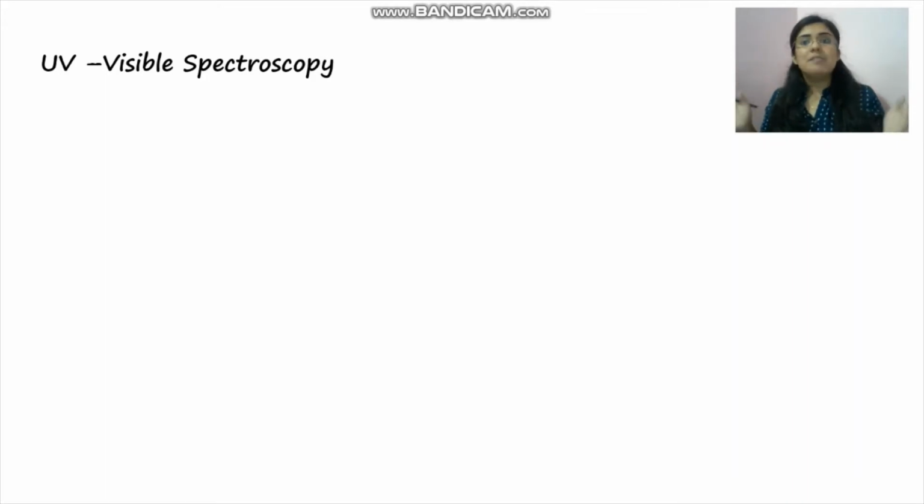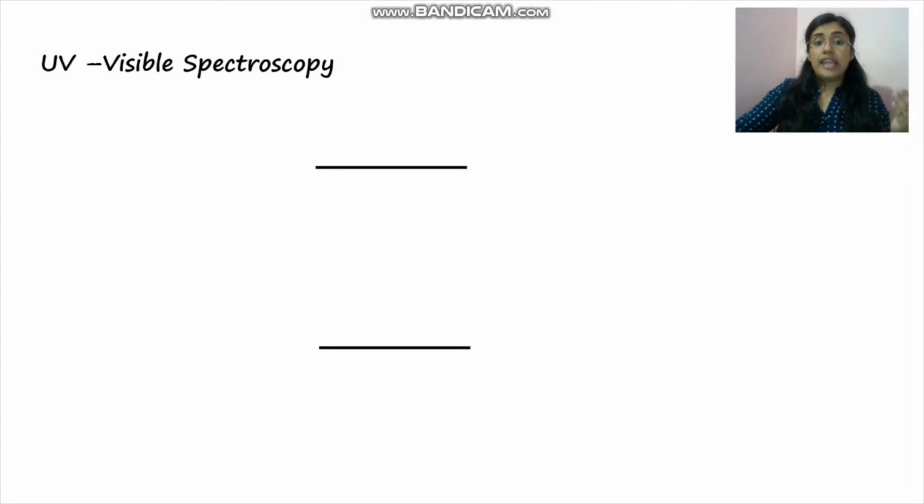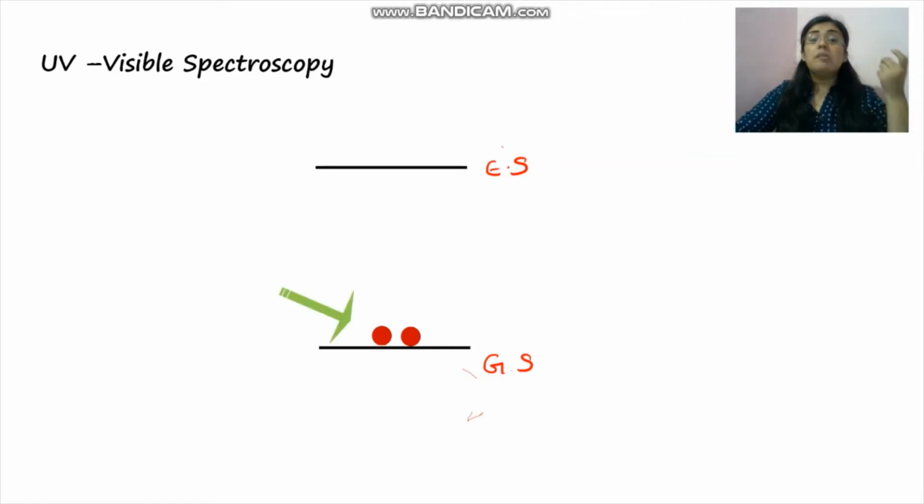So UV visible spectroscopy is an absorption spectroscopy, which is based on the principle of absorption of light. Now let us consider the case of two states. We have two energy states. The first state that I have here is my ground state, and on top I have my excited state. These are the two energy levels that I'm having, and I have two electrons in the ground state, which is a stable state. Now I irradiate these electrons with some amount of energy, and as a result of the radiation, the electron gets excited to the higher level.